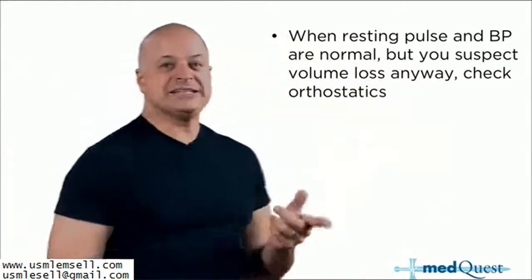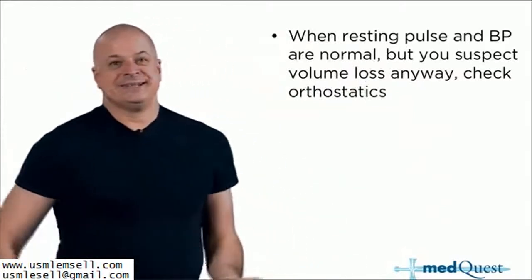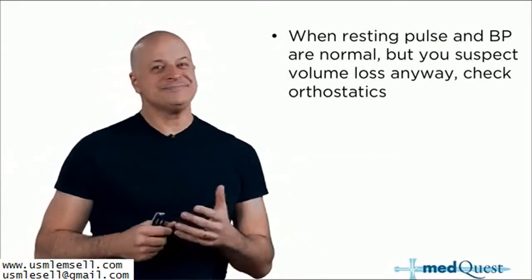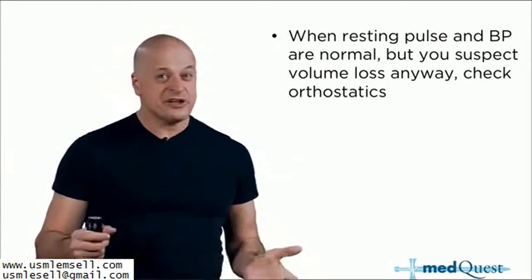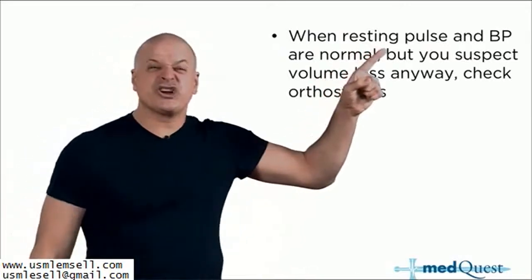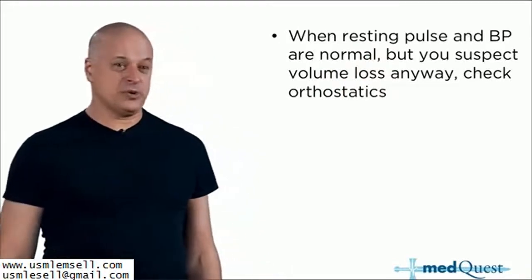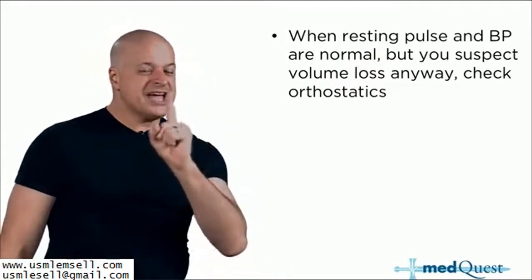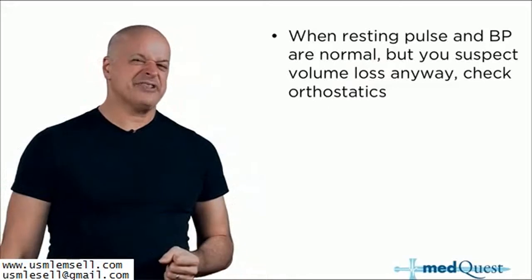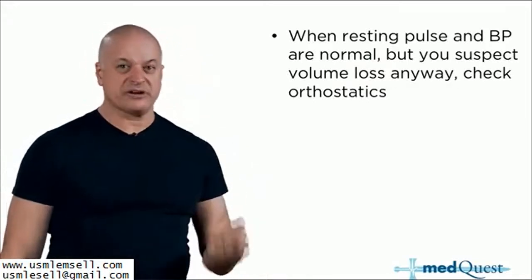So when are resting pulse and blood pressure abnormal? Well, you've got to lose like 30% volume for resting pulse or blood pressure to be abnormal, just lying flat. But orthostatic is less than half of that, 15%. And that's why it's an important finding.